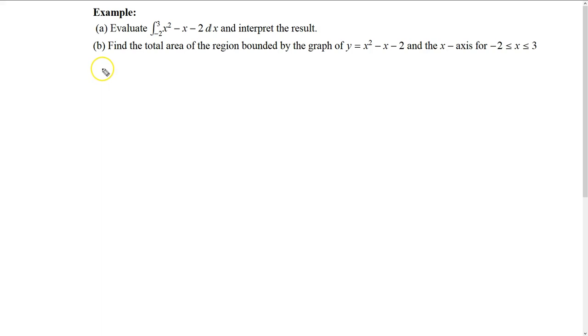So we need to find where x squared minus x minus 2 is equal to 0 first. Where does it cross the x-axis? Well, this function factors as (x+1)(x-2), and so we see that the solutions to this are -1 and 2, as we suspected from the graph that we saw below.